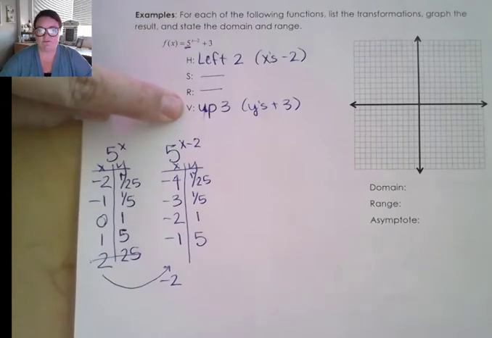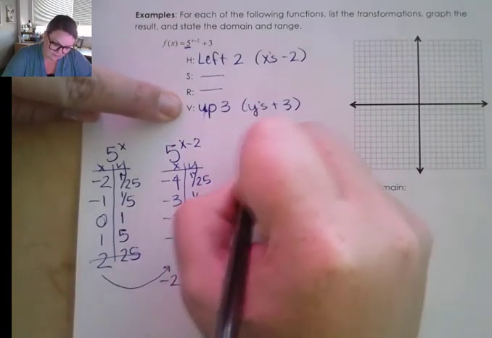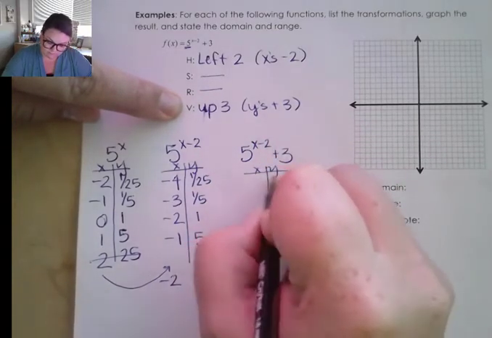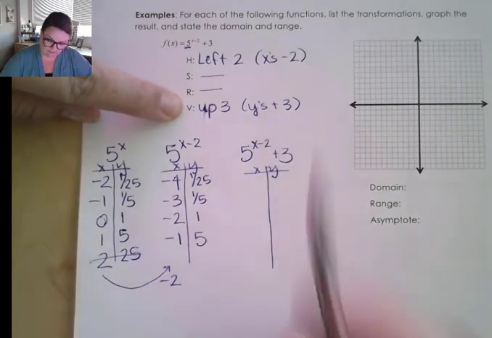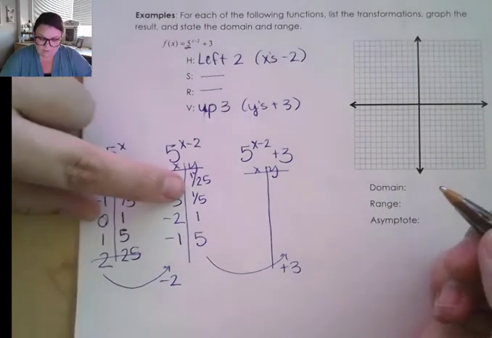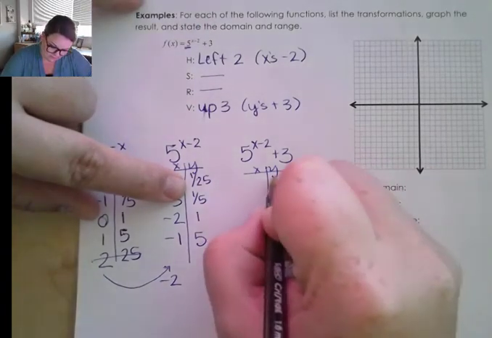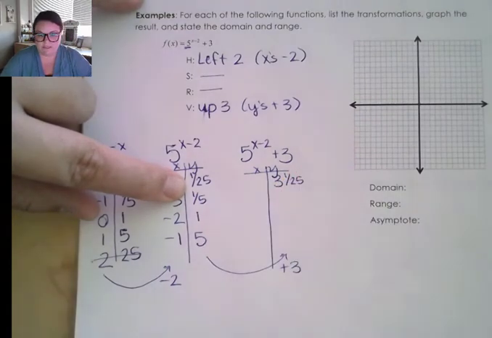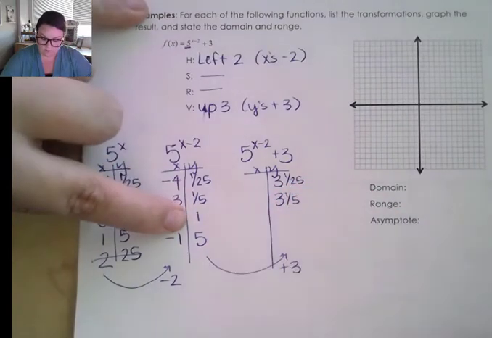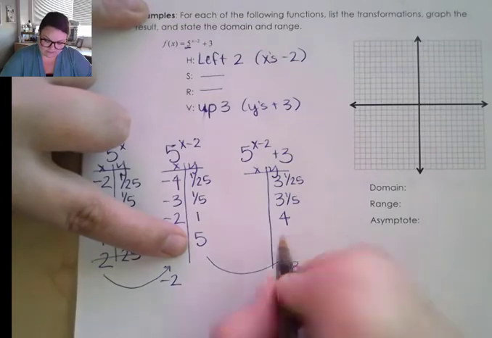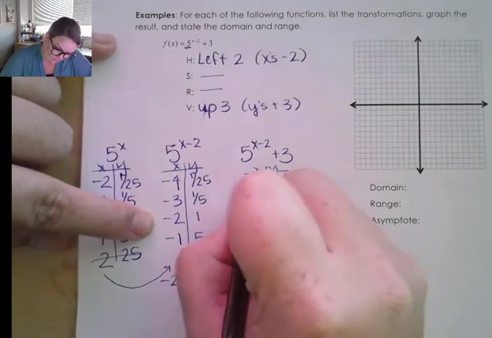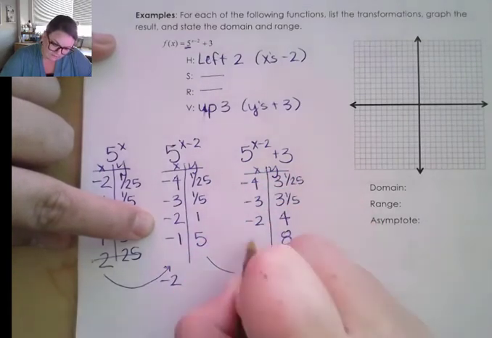Then we do our next transformation, which is our vertical shift. Now it looks like 5 to the x -2 plus 3. To move it up 3, we take our y's from the previous table and add 3 to them. So 1/25 plus 3 is 3 and 1/25. 1/5 plus 3 is 3 and 1/5. 1 plus 3 is 4, and 5 plus 3 is 8. And then my x's stay the same: -4, -3, -2, -1.